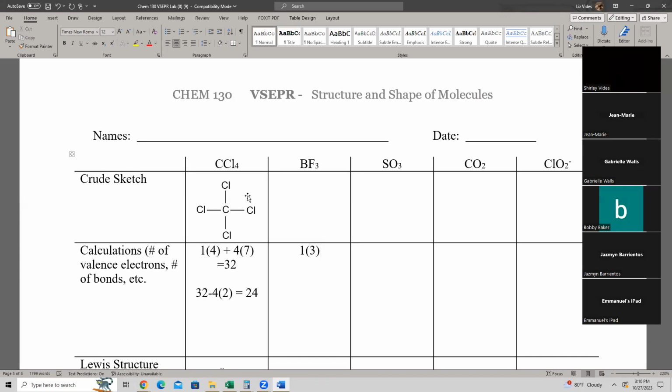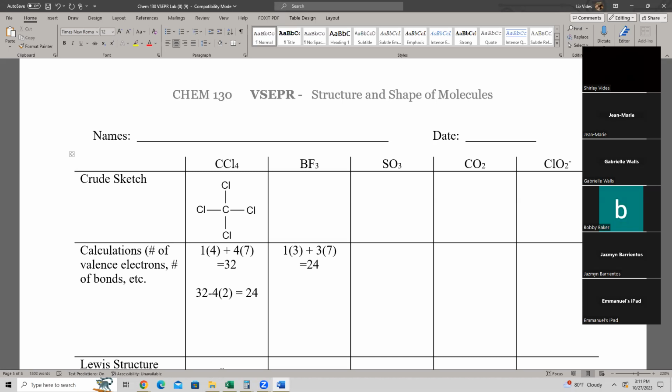Because that's boron, plus we have 3 times 7, because that's fluorine, right? And that gives us a total of, let's see, 10 and 1 is... oh, sorry, not 10. What am I saying? 21 and 3 is 24, right? All right, so there you go.